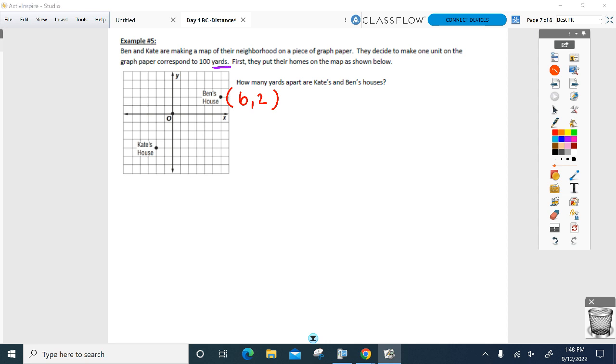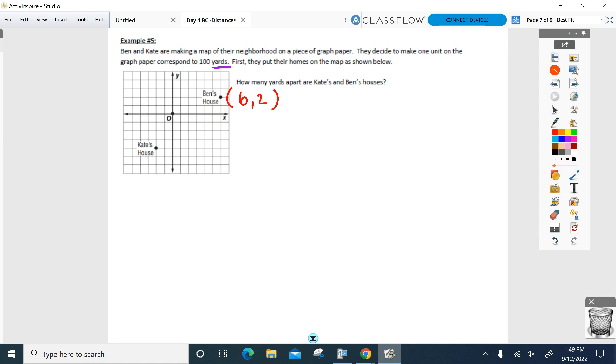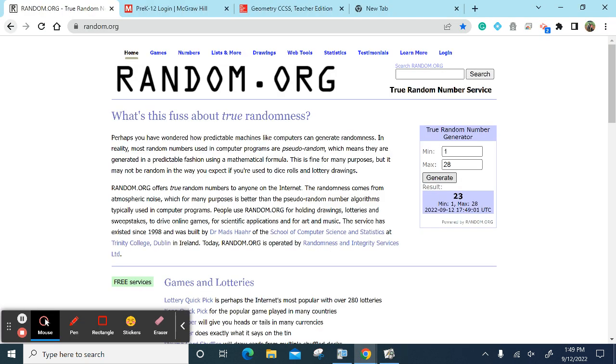And what's Kate's house? And then I'll let you go. 23? What's Kate's house? -2, -4. Good. Okay, so apply the 100s now, or find the distance and then apply the 100. Your call. Watch out for the darn negatives. I'll walk around and see how you do.